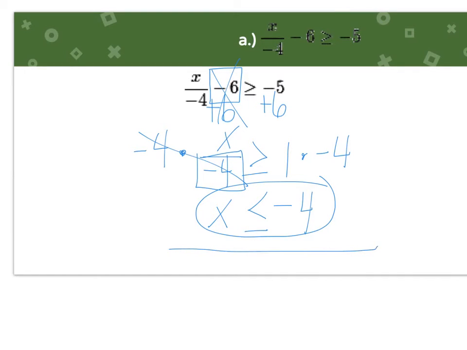Then to graph it, you draw your number line, mark your 0 and your negative 4. You draw your circle at the negative 4. Because it can be equal to it, it will be a closed circle, and less than goes to the left. Your answer is a closed circle at negative 4 with an arrow going to the left.